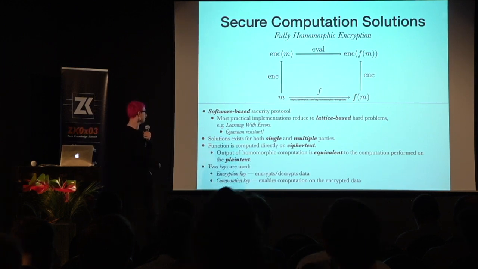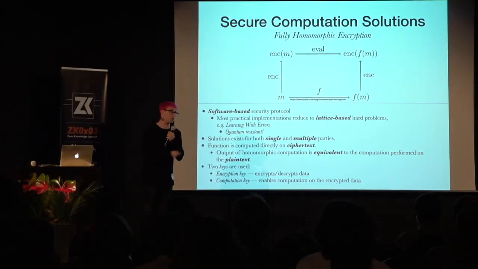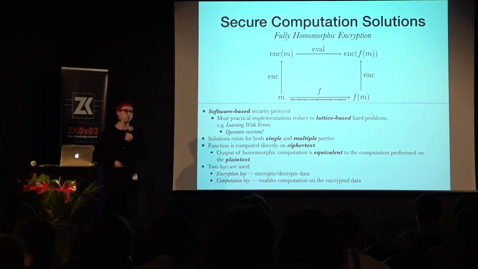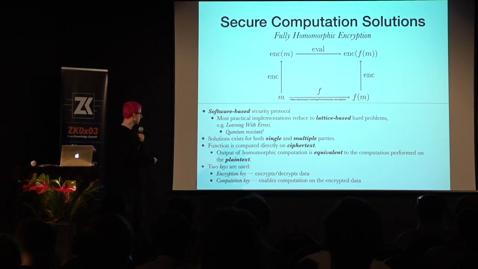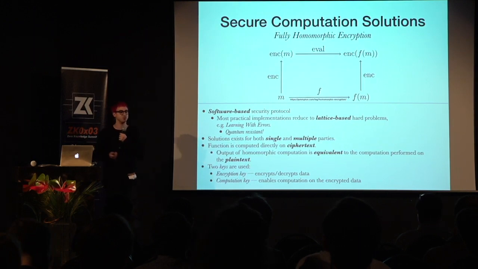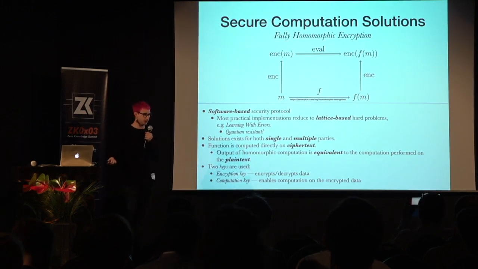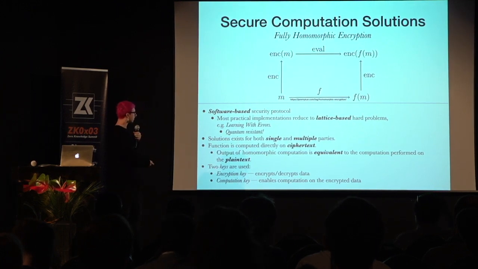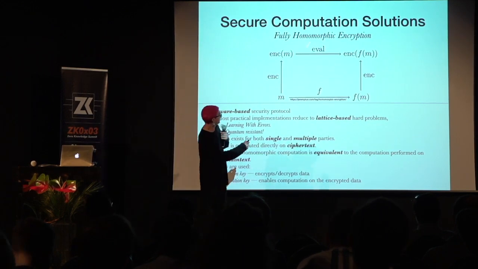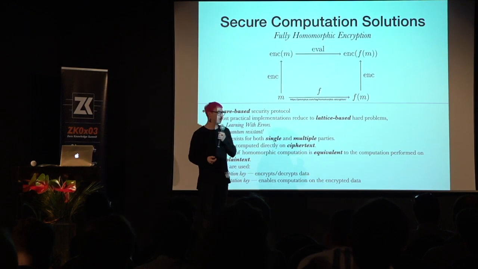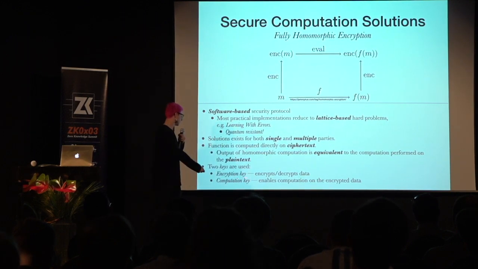There are typically two keys used, and it depends on the scheme, but in the schemes that we have worked with, we have two keys. We have an encryption key, which, if you're familiar with symmetric encryption or public key cryptography, lets us encrypt some data and then decrypt some data. And our computation key enables the computation on that encrypted data. So to actually perform this evaluation function homomorphically, it requires that you know the computation key here, okay?